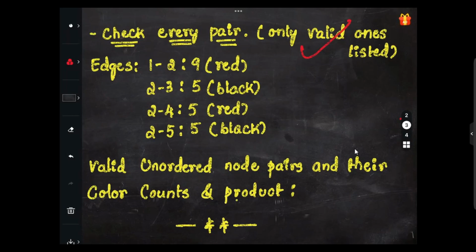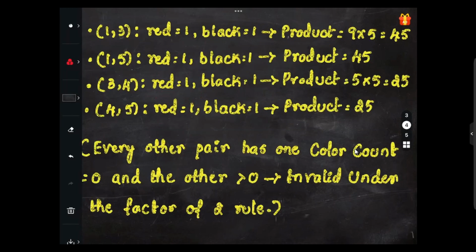Right, the first input I'm speaking of. So we have considered 1, 2, 2, 3, 2, 4, and 5. The values 9, 5, 5, and 5. Right, so this is red, black, red, and black. So valid unordered node pairs and their color counts and the product I have listed here. See, 1, 3, 1, 5, 3, 4, and 4, 5. Right, where red is equivalent to 1 and black is also equivalent to 1.